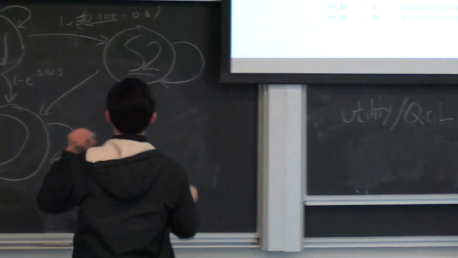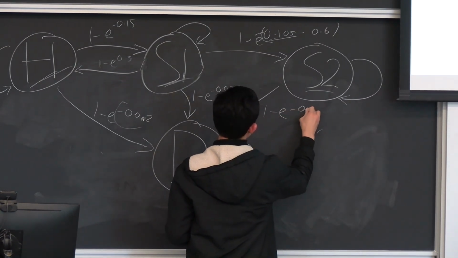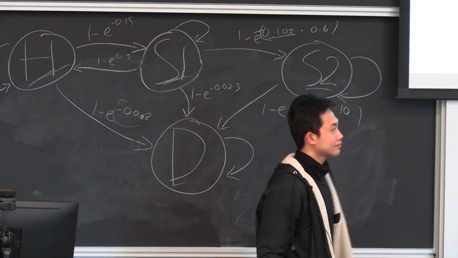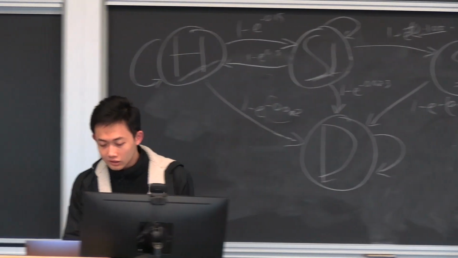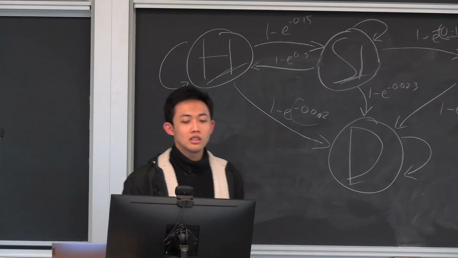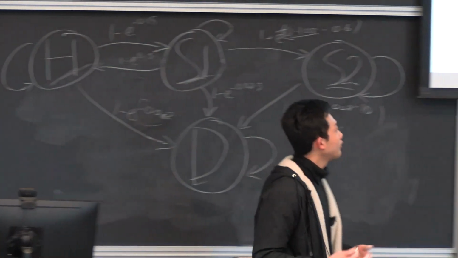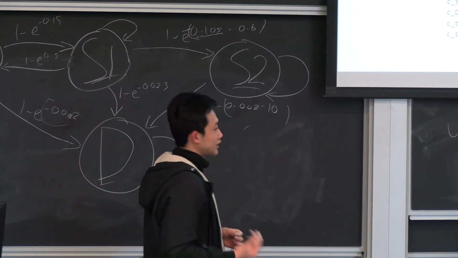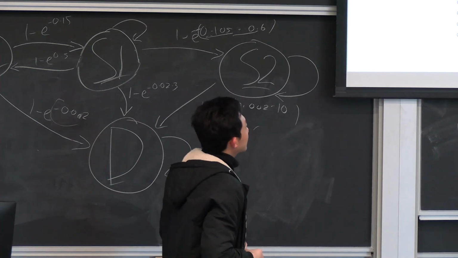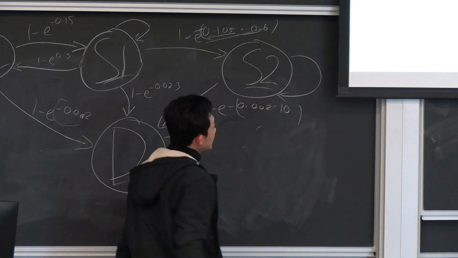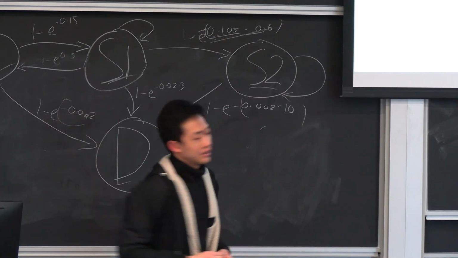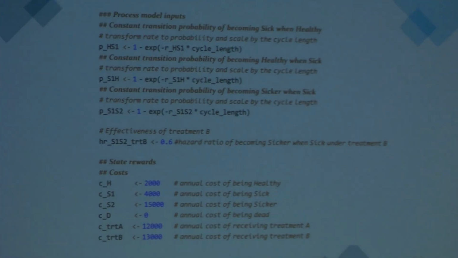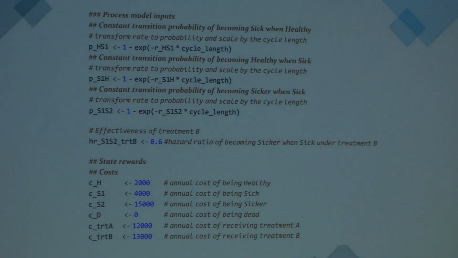And if you are sicker, then it becomes 1 minus e to the minus the original mortality rate, 0.002, times the hazard ratio, which is times 10 here. So that's the definition of the hazard ratio. And we want to compute that by using the CDF of the exponential distribution. If you are using strategy B, then you multiply that by 0.6, as I've already written here. And for the cost, I've already mentioned it before, which is 2,000, 4,000, 15,000, and the cost for treatment A is 12,000, and the cost for treatment B is 13,000.